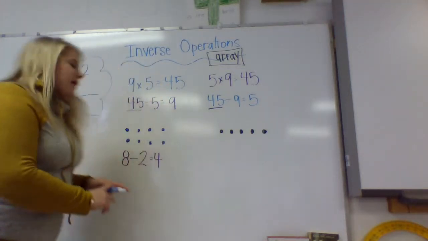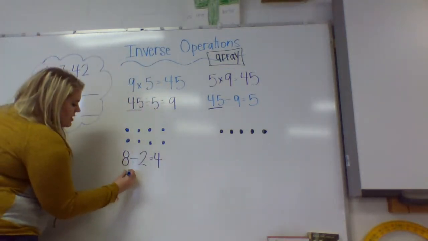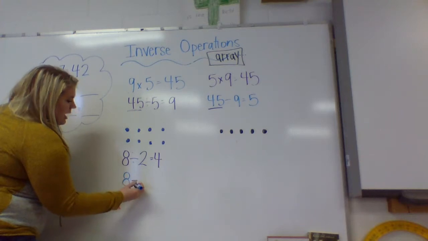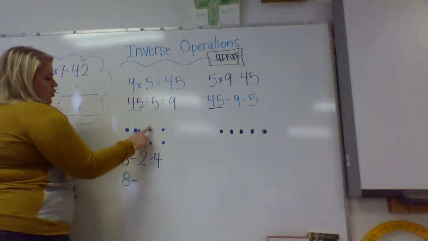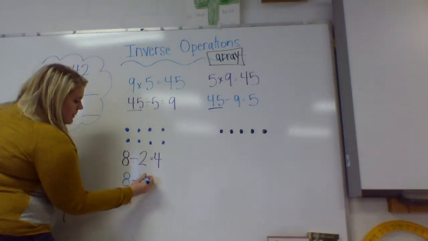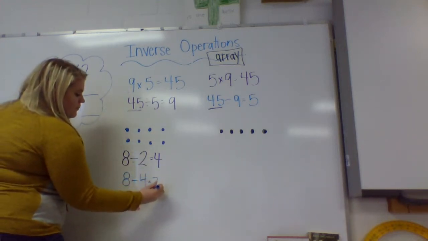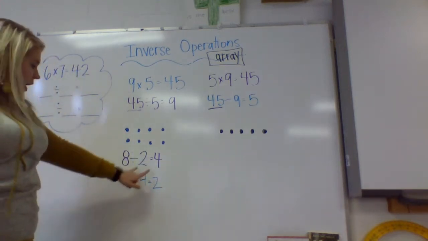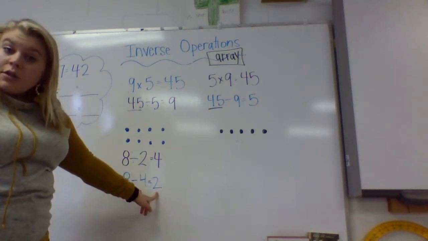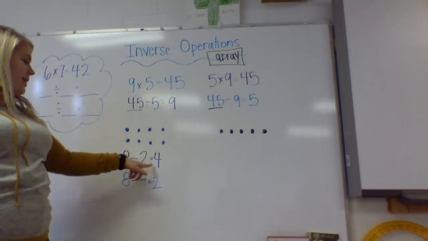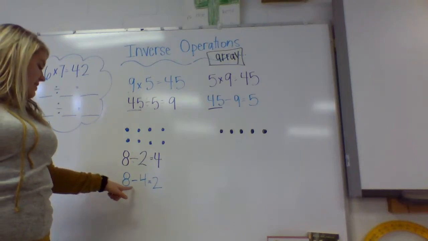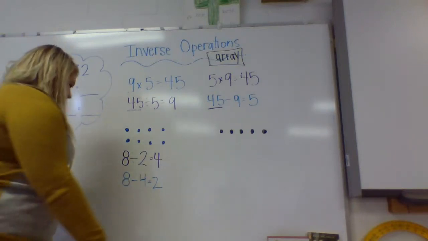But I could also divide them into columns. I know my total is 8. And I can divide it into 1, 2, 3, 4 columns. How many are in each column? 1, 2. Look, I've got the same numbers, just in different places. 8 divided by 2 equals 4, or 8 divided by 4 equals 2.